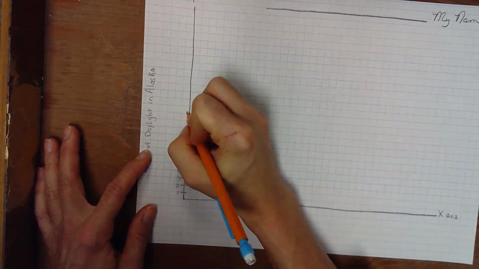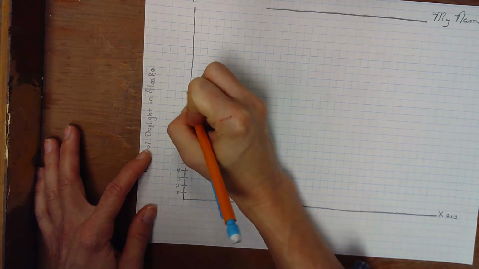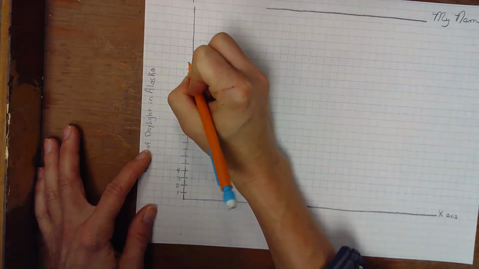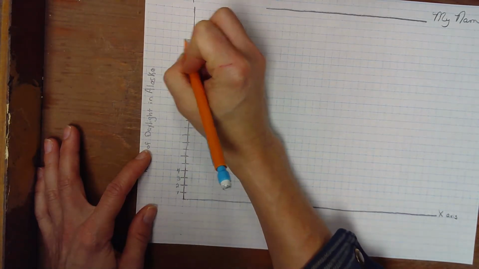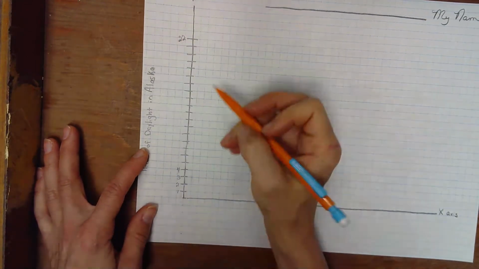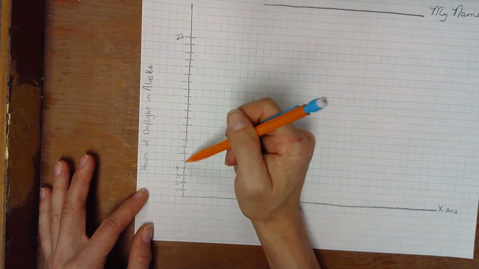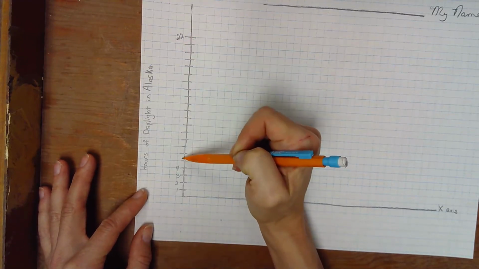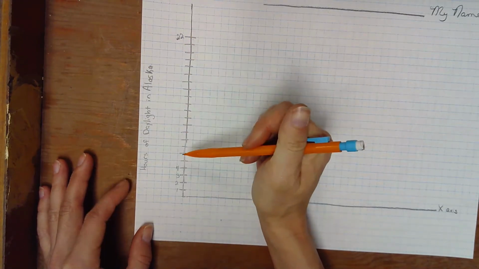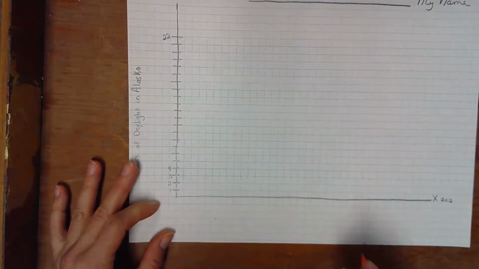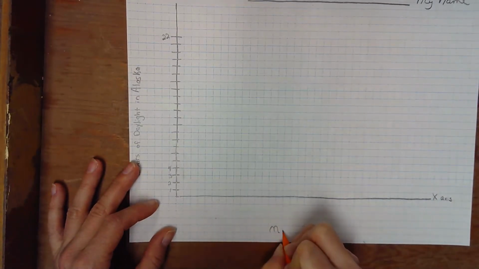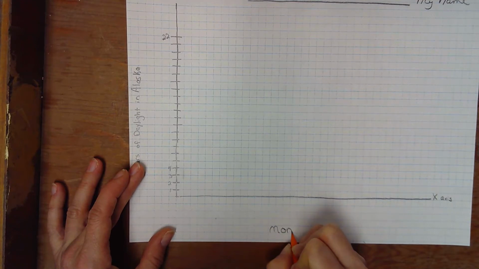You must label them. 11, 12, 13, 14, 15, 16, 17, 18, 19, 20, 21. Here is the highest amount that I will need to go. You must make sure that you have all of those lines labeled in between 4 and 22. I am going to go and show you what happens next on the x-axis.